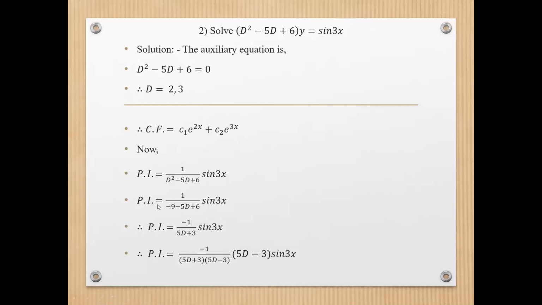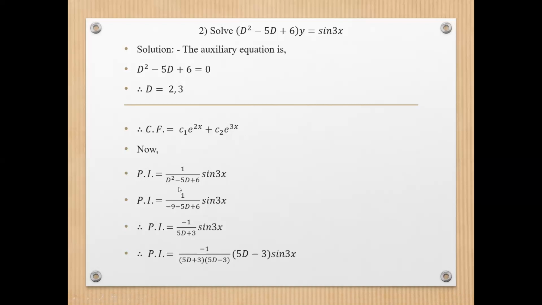Now we have to find a particular integral. Particular integral is equal to 1 upon f of D times X. X is nothing but sin 3x and f of D is nothing but D square minus 5D plus 6. Here capital X is sin ax, so we have to replace D square by minus a square. A is 3, so D square is equal to minus 3 square, we get D square is equal to minus 9, not plus 9.